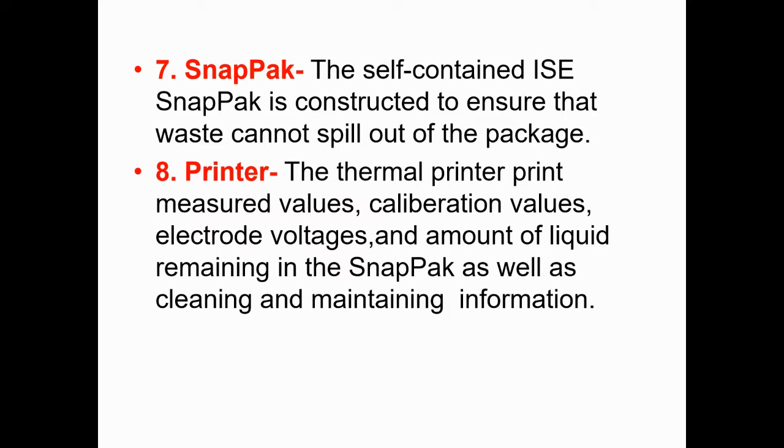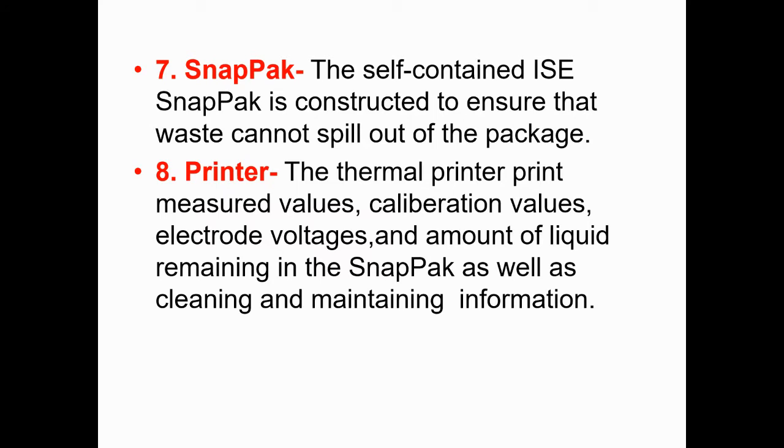Okay, and then the snapback. So what is the snapback? This is nothing but the ISE, the ion selective electrode snapback is constructed. What is happening over there is to ensure that waste cannot spill out. If the sample has been taken in by the machine, this snapback will control it, so the sample should not spill out of the package. This is the use of the snapback.